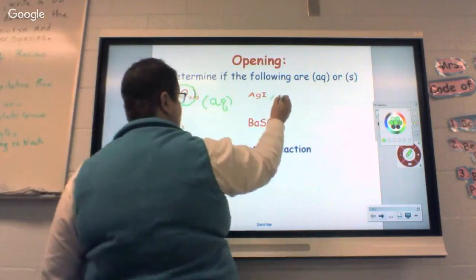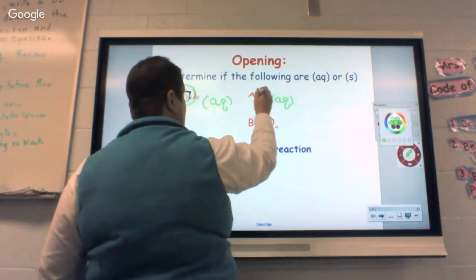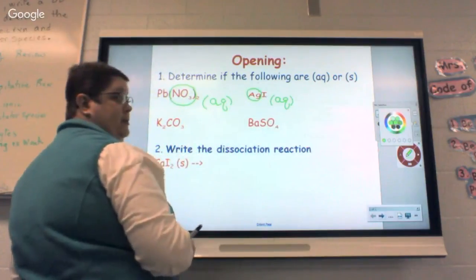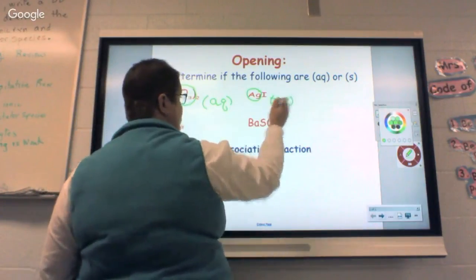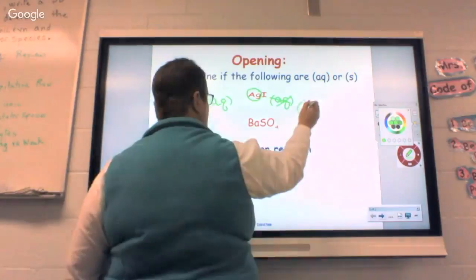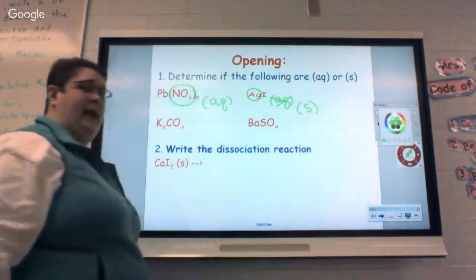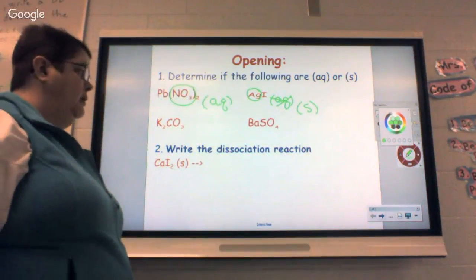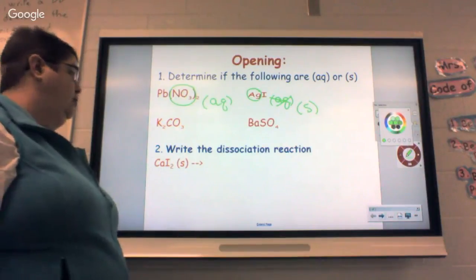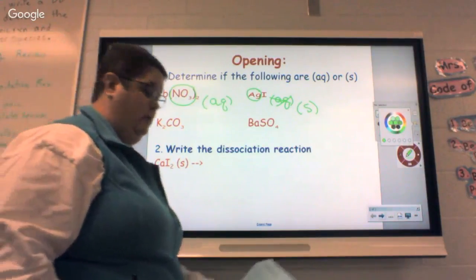Yes. All right, so if I have AQ, and this is one of the exceptions, what do I change my AQ to? I change it to an S. I change my AQ to an S if it's the exception. Does that make sense? Then you do the last two. All right, do the last two real quick.